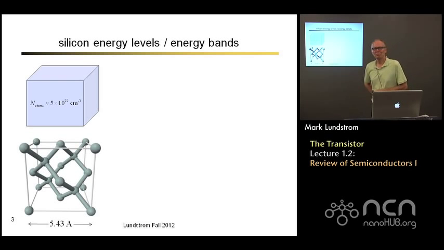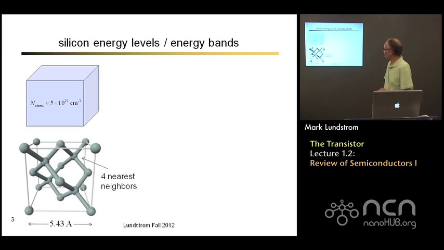Now, we're going to be primarily talking about transistors made on silicon. So think about a chunk of silicon. It has a lot of silicon atoms arranged in a regular lattice, 5 times 10 to the 22nd of them per cubic centimeter. And they're arranged in this diamond lattice. Each silicon atom has 4 nearest neighbors, and the lattice spacing here is about 5.5 angstroms.